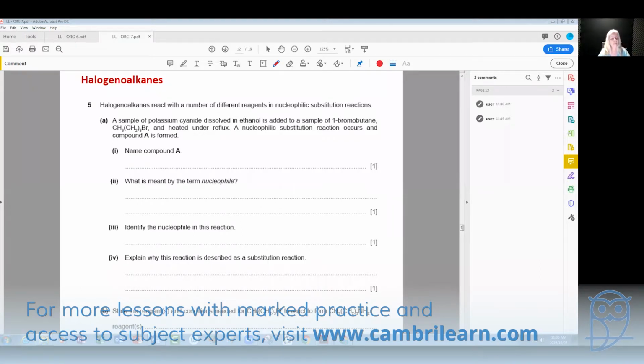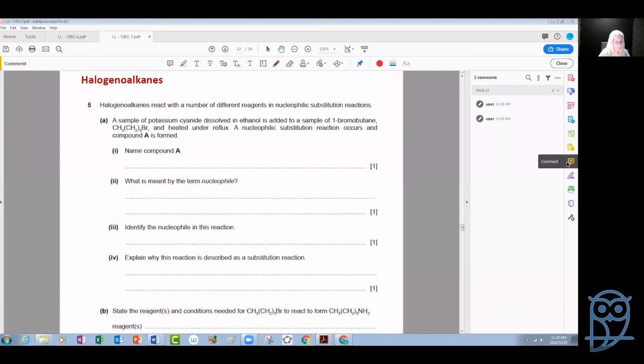Okay, let's see some questions that involve halogenoalkanes from past exam papers. Let's begin with this one. Halogenoalkanes react with a number of different reagents in nucleophilic substitution reactions. A sample of potassium cyanide, dissolved in ethanol, is added to a sample of 1-bromobutane, here is its formula, and heated under reflux.